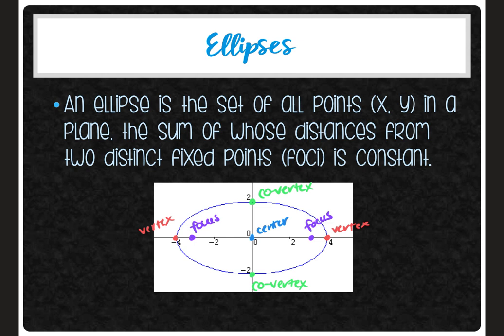All of that rotates if it's a vertical one. If it's a vertical one, your vertices are at the top and the bottom. Your co-vertices are left and right. Your foci are at the top and the bottom also. The focus is always inside, okay? So that flips when we get to hyperbolas. The focus is always inside the oval or the ellipse.